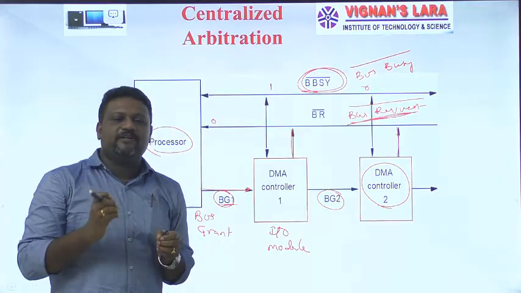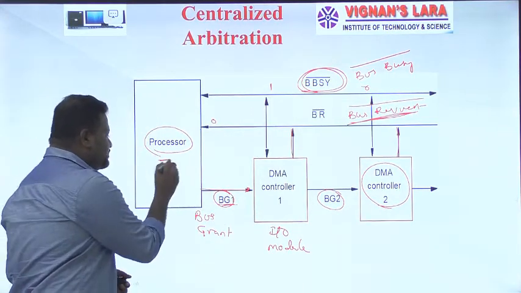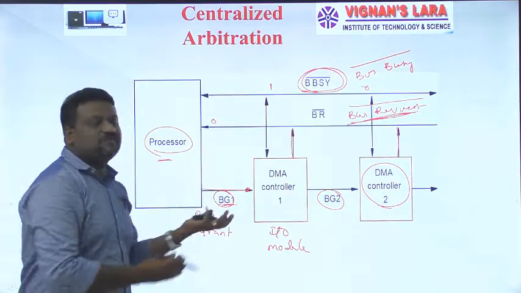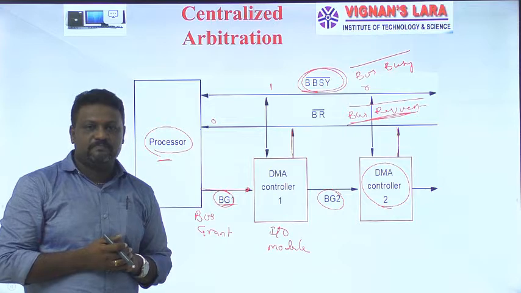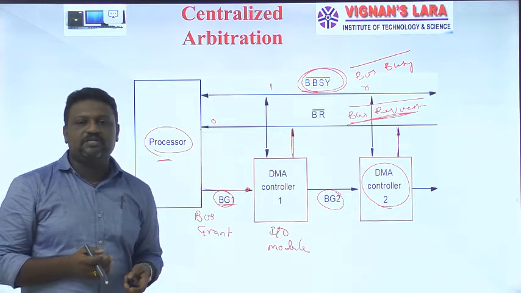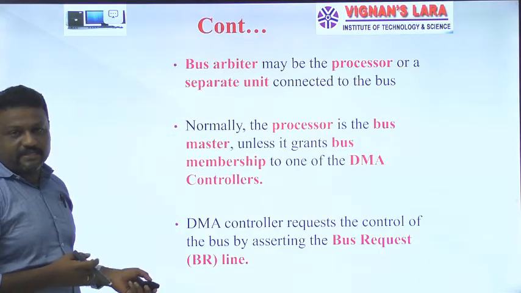So here the important thing is, the whole arbitration process is done by this processor, because this processor collects request signals from all the DMA controllers. So this is the simplest first bus arbitration method, which is centralized.